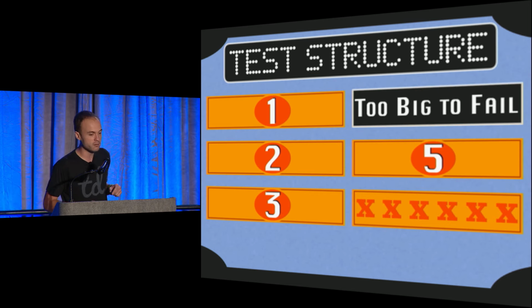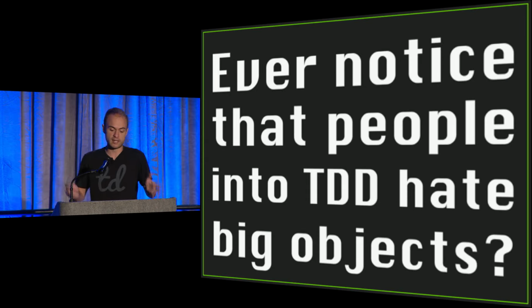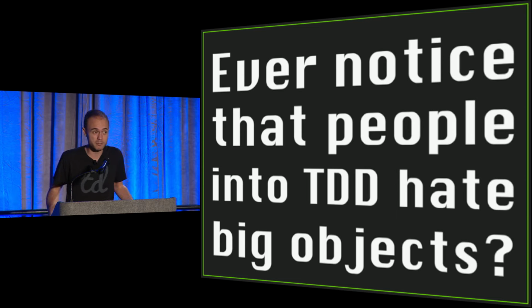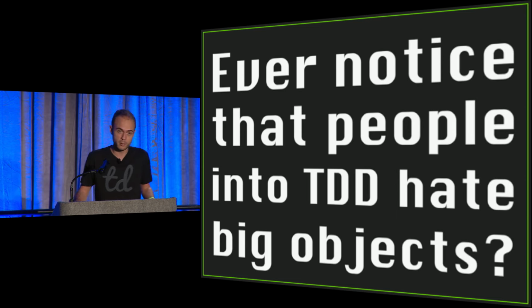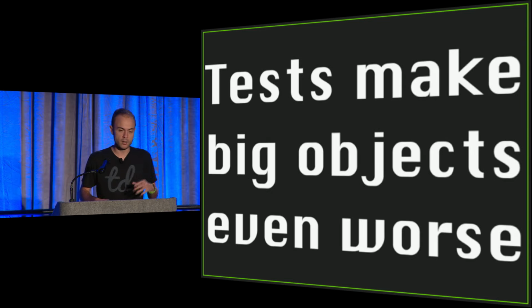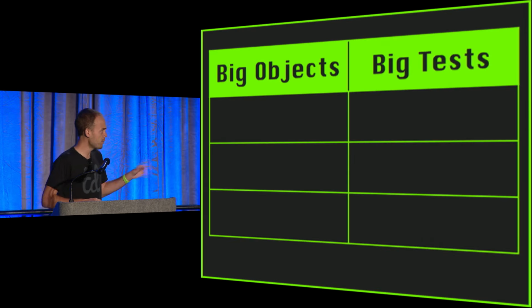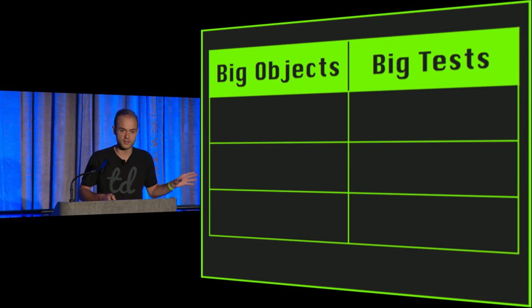Let's talk about big functions and objects. Have you ever noticed that people who are really into test-driven development and testing seem to really hate big objects and functions more than normal people? I mean, granted, everyone agrees that big objects are hard to deal with, but an interesting thing, counterintuitive, most people don't realize, is that tests actually make big objects even harder to deal with than not having tests for them at all. Some of this relationship between big objects and tests is straightforward.